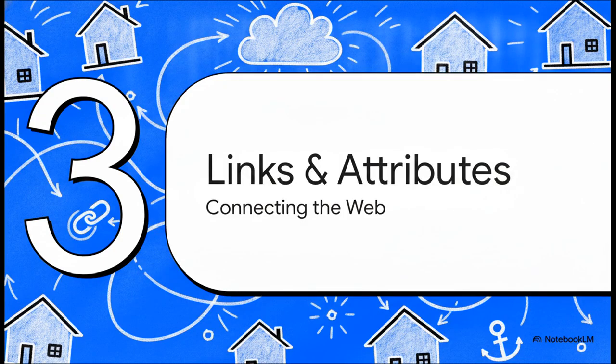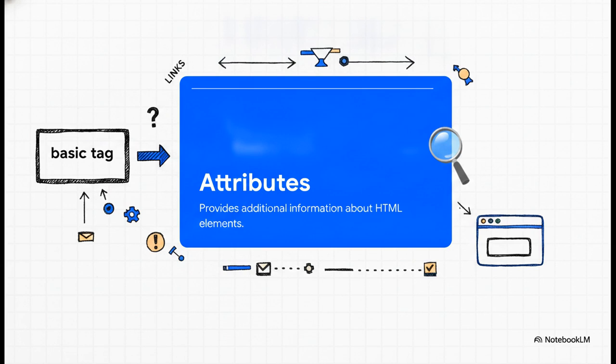Section 3. Adding links and attributes. So our house has walls, it has structure, and it has some text furniture inside. But a house sitting completely alone in the dark isn't very useful, is it? We need to wire our house so it connects to all the other houses out there on the internet. In HTML, we do that using links. But before we get to the exact code for a link, we need to understand a quick new concept: attributes.